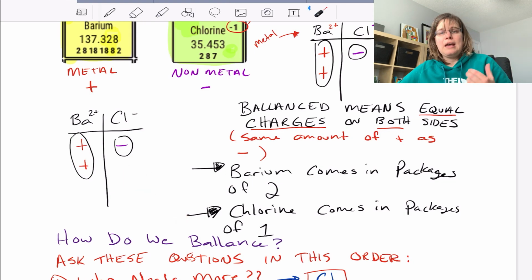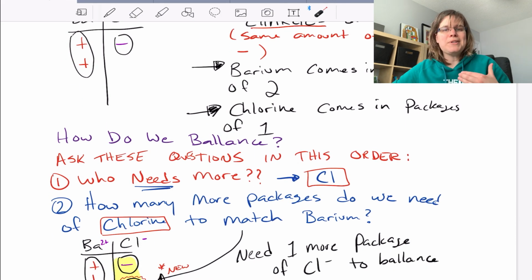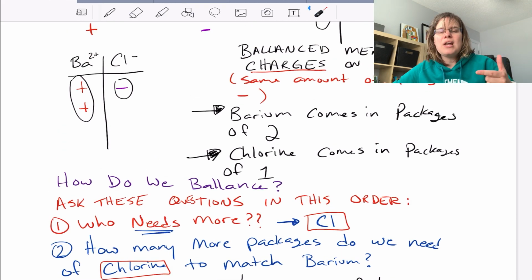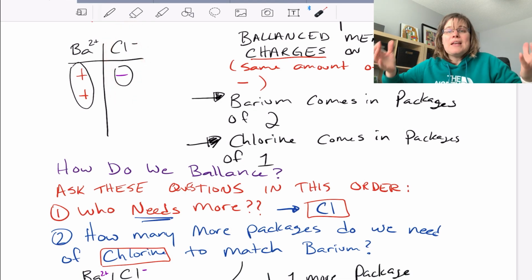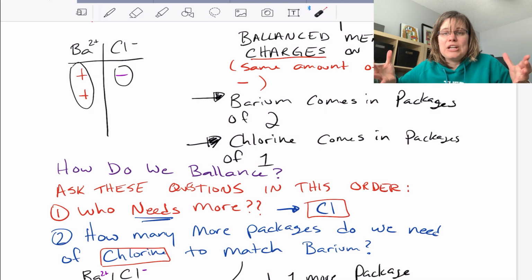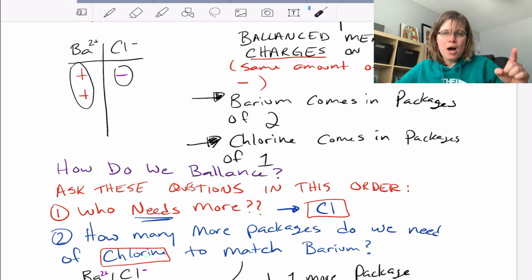Looking over here in the new table. How do we balance? Well, the first question that I always ask you is who needs more? Does barium need to be balanced and need to get more to be fair, or does chlorine need more? And the answer here is obviously chlorine. It doesn't have 2 bubblegums in a package. It needs more to get balanced. So it's the one that's going to get the number, not barium.